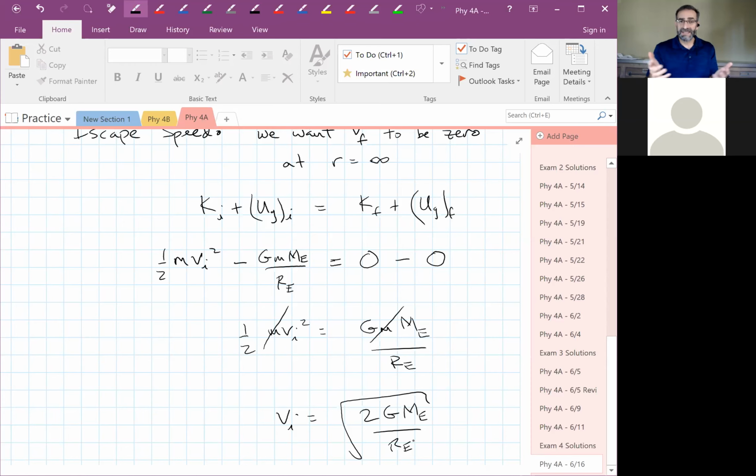Just standing on the surface of the Earth, without doing anything, you already have some speed. So that saves you a lot of energy. You can utilize that when you launch, and that helps you in launching rockets and things.